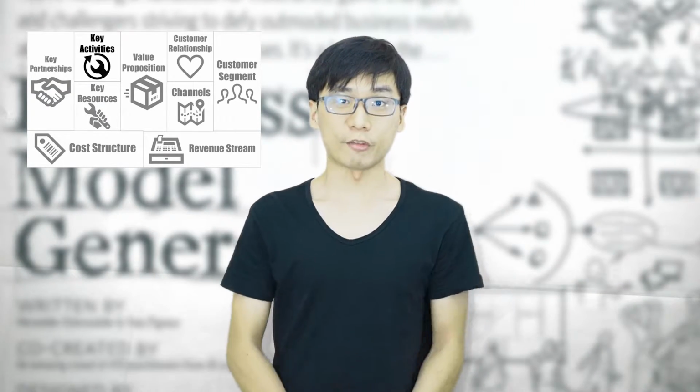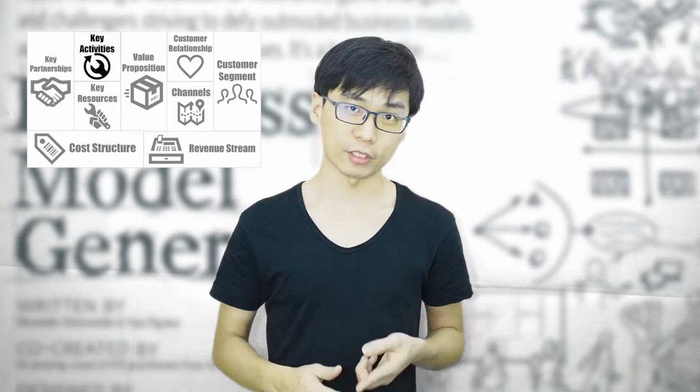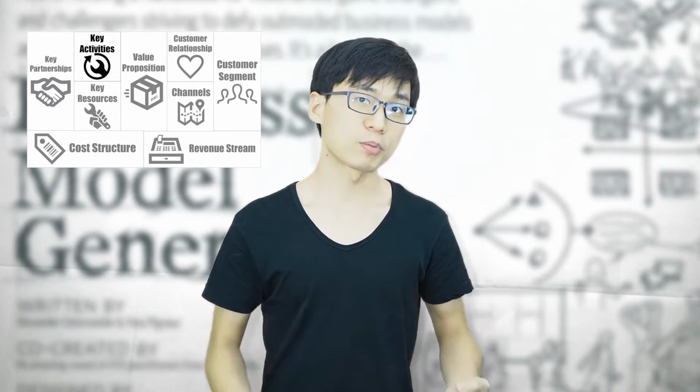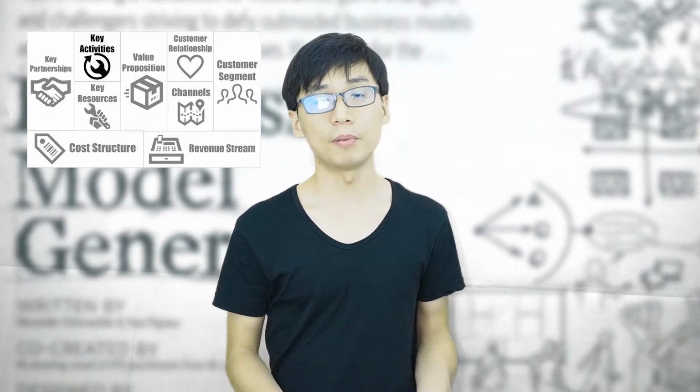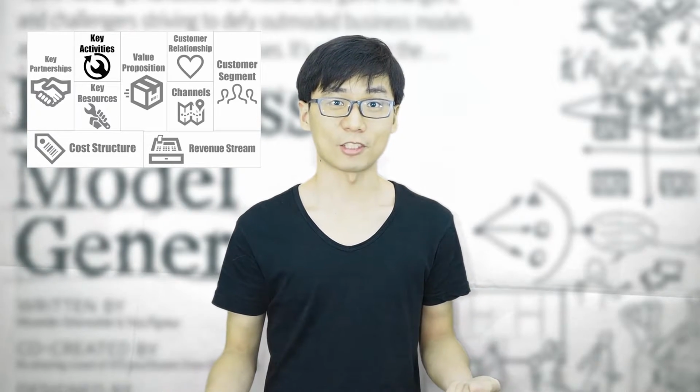Up next is key activities. This is very simple. There's only 3 types of key activities. First is actually production. That means you produce certain products. Second is problem solving. For example, if you're a consulting company, you help your clients solve their problems. Then that is actually a key activity.